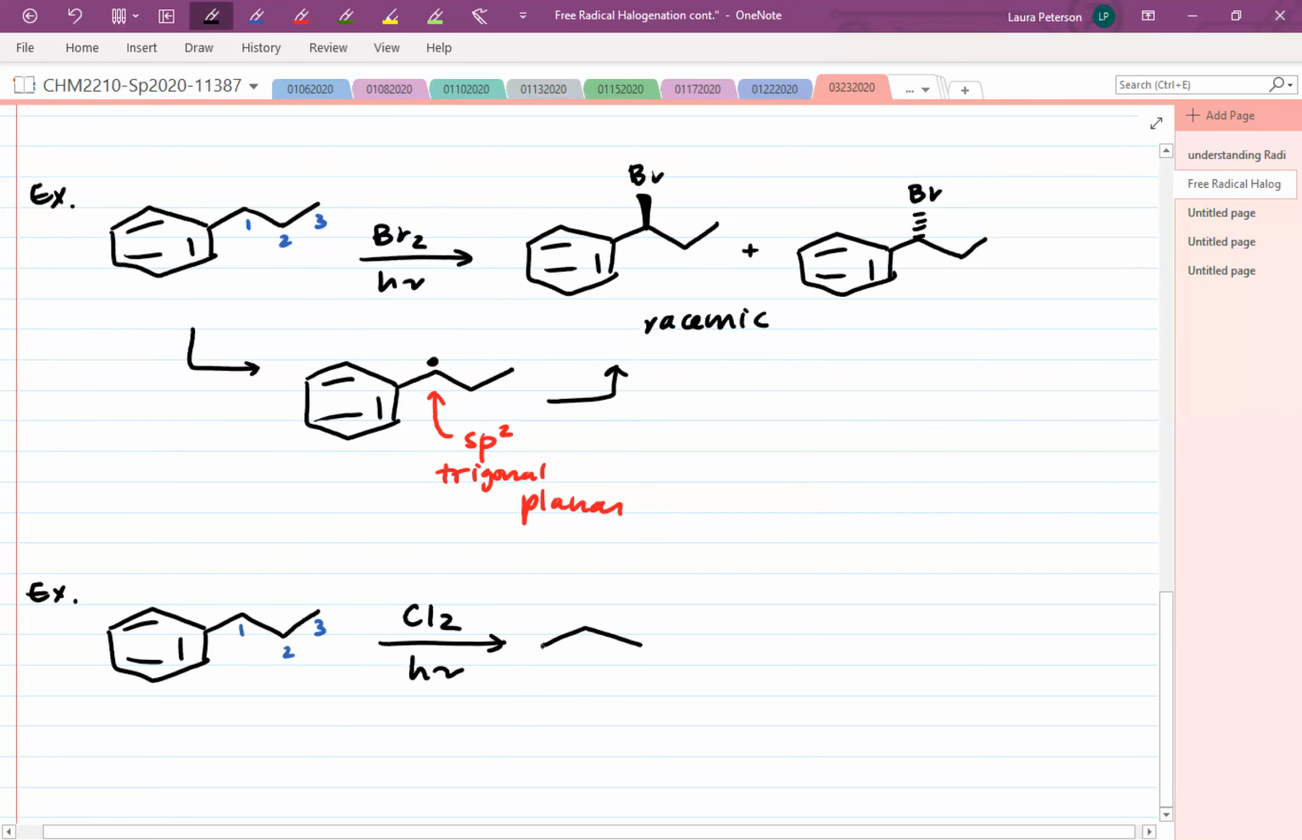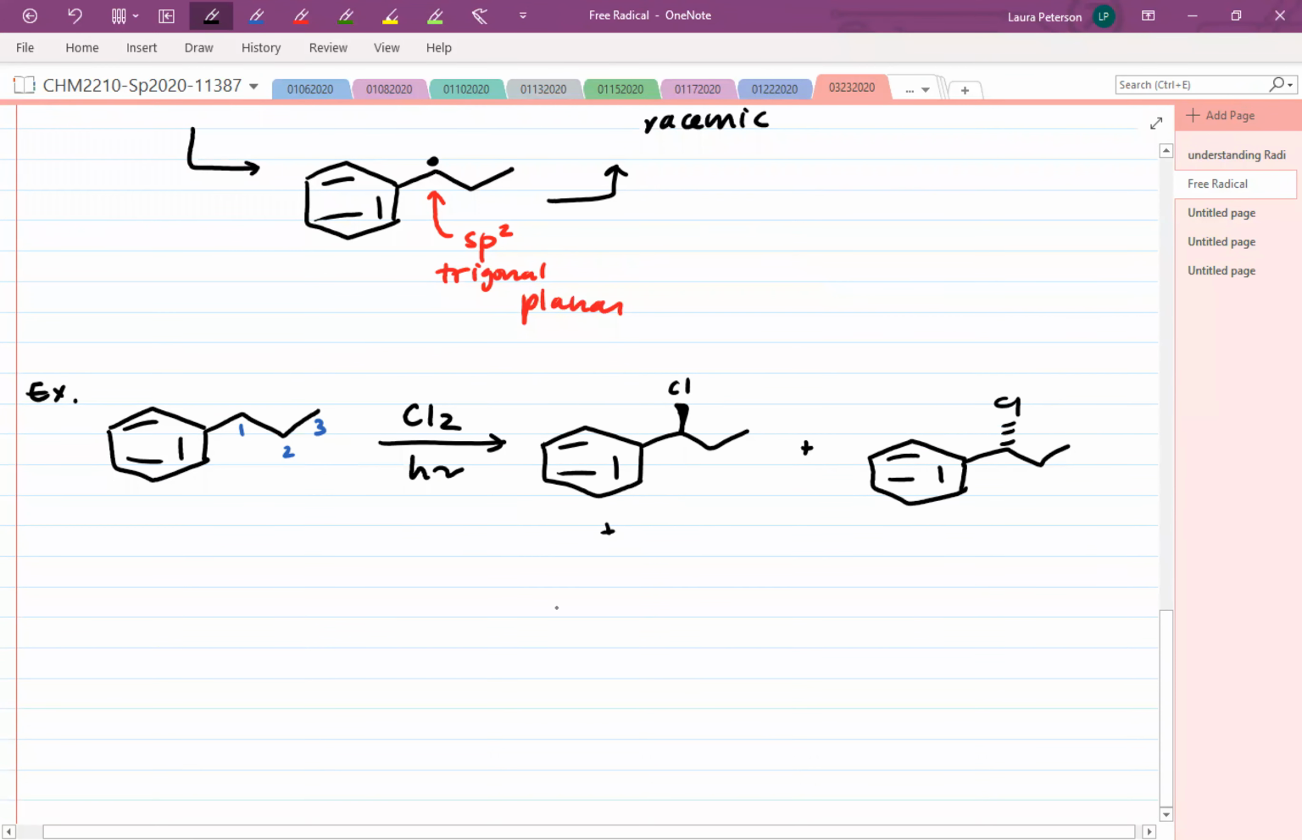So if we chlorinated at position 1, we would get a racemic mixture at that position. If we wanted to draw all products including stereochemistry, this is what we would arrive at. So we have the racemic mixture at carbon 1. What about at carbon 2? Does that constitute a chiral center? It does, so we'd have the racemic mixture at carbon 2.